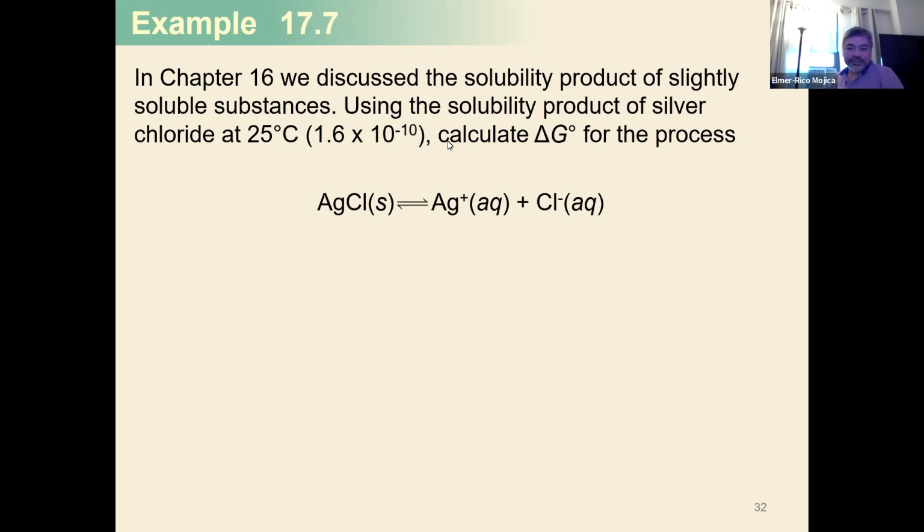So how are we going to calculate this? So how are we going to solve this one? Calculate the delta G for the process silver chloride producing silver iodide and chloride ion. So how are we going to solve this? So how are we going to start this one? Anyone?